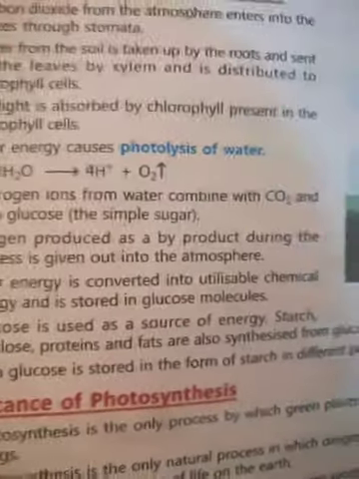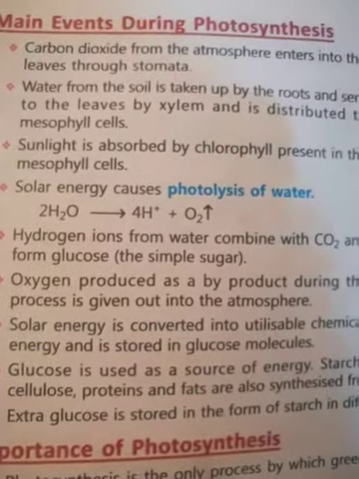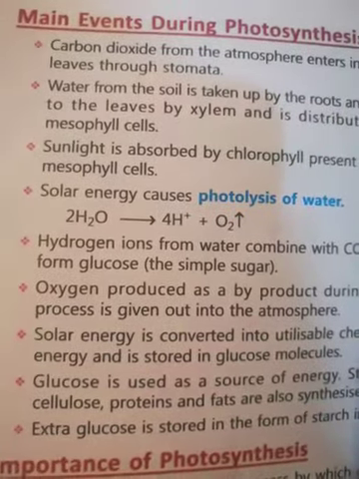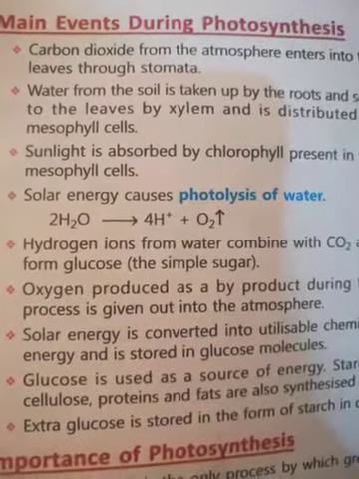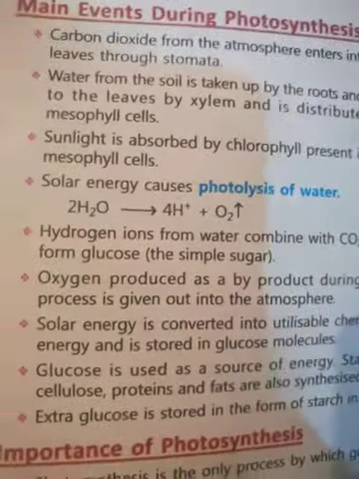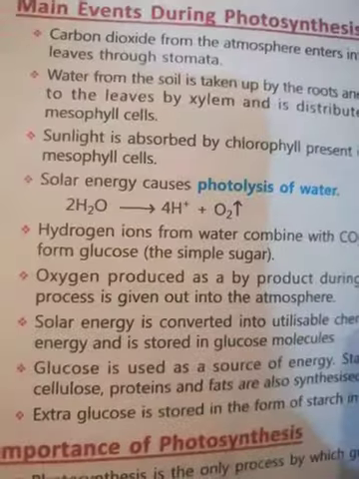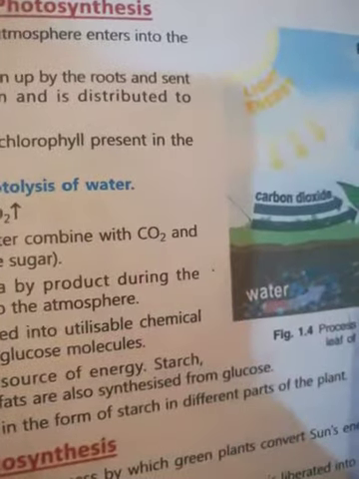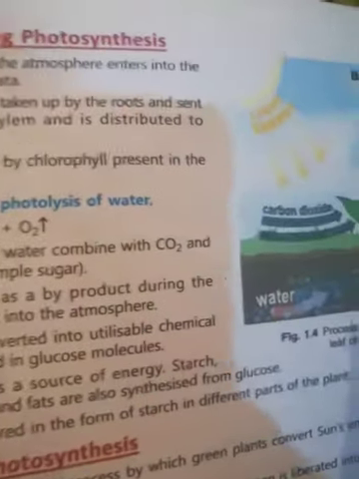Oxygen produced as a byproduct during the process is given out in the atmosphere. Solar energy is converted into utilizable chemical energy and is stored in glucose molecules. Glucose is used as a source of energy. Starch, cellulose, protein, and fats are also synthesized from glucose. Extra glucose is stored in the form of starch in different parts of the plant.